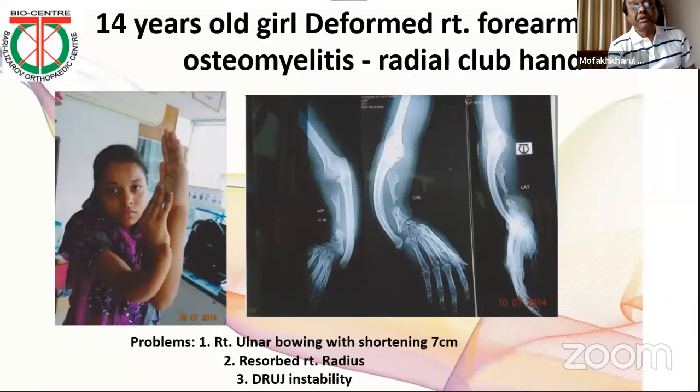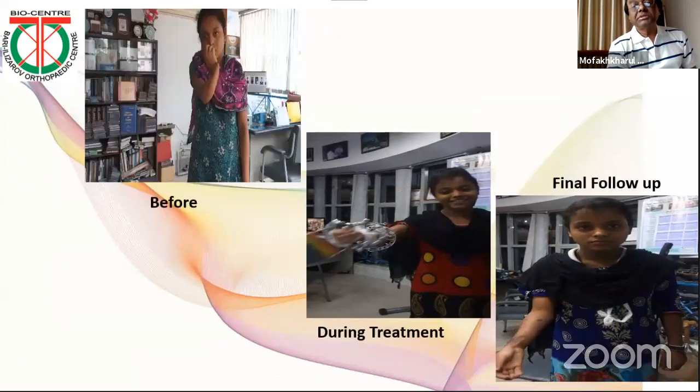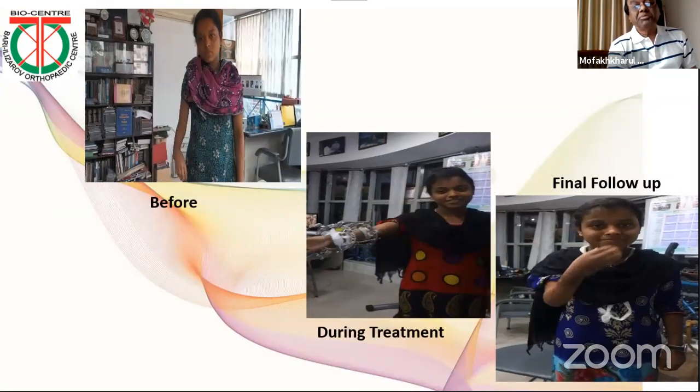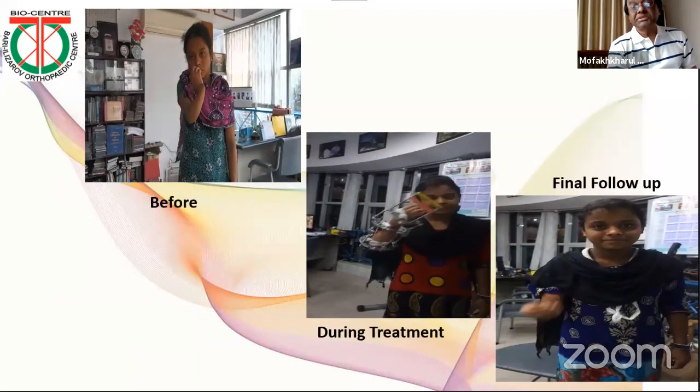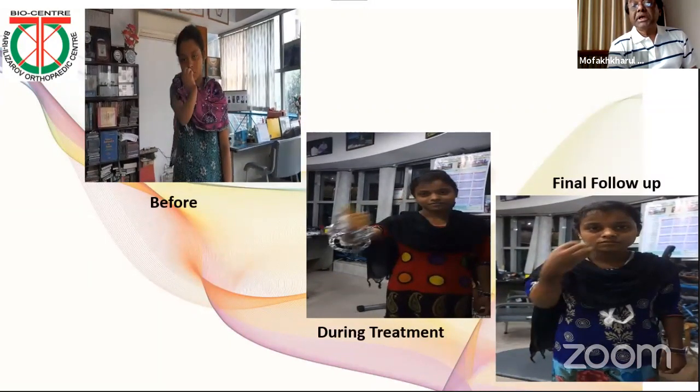And one case I'd like to show you, upper extremity, which I have not mentioned. I talked about the deformity of the lower limb. You can also do the upper extremity, see? And this is the video. See before, the deformity at the wrist and shortening. And this is during, and this is after.